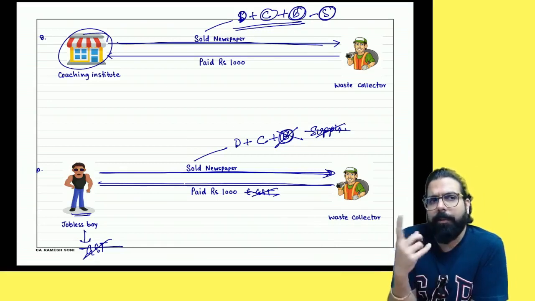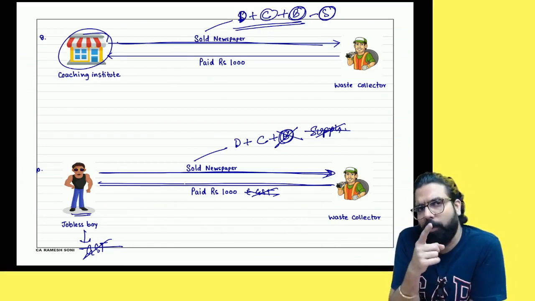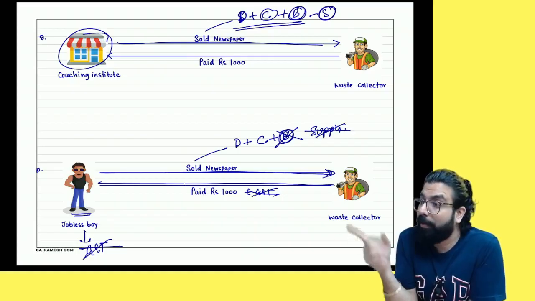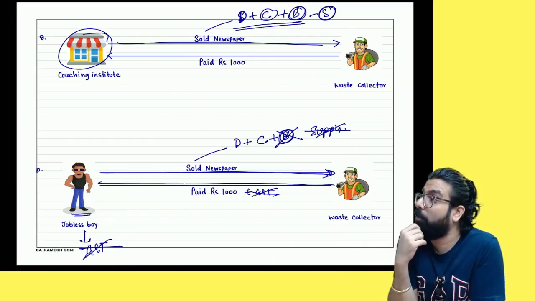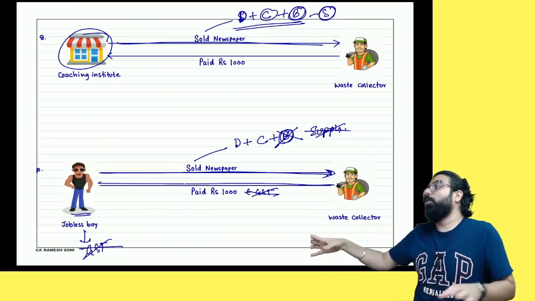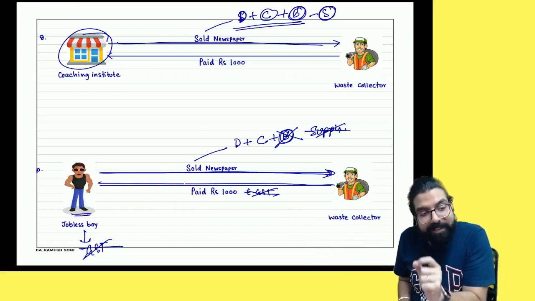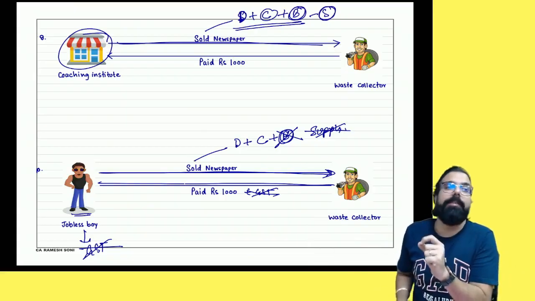Clear? Tell me one thing. We at the institute sold the television. Supply, not supply? Supply. You at your home sold your old TV. Supply, not supply? Why not supply? Not in the course of your business. It means GST is a tax on business transactions, not personal transactions.